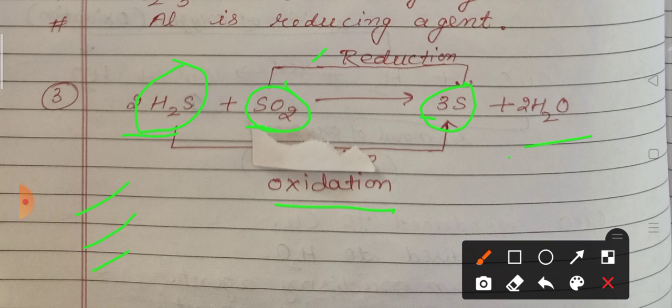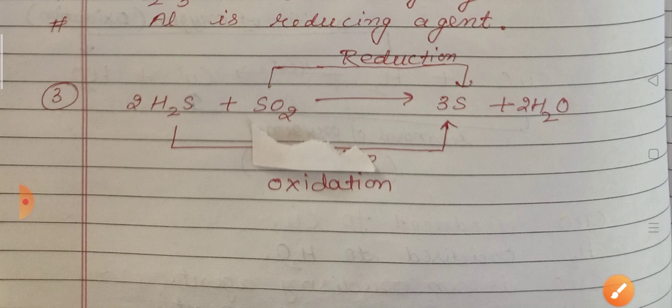The points are not given here because this is your homework. Your work is to tell me which substance gets oxidized, which substance is getting reduced, which substance is acting as an oxidizing agent, and which substance is acting as a reducing agent. So give your answer in the comment box. I will check those answers. If there is any mistake, then I will contact you personally.